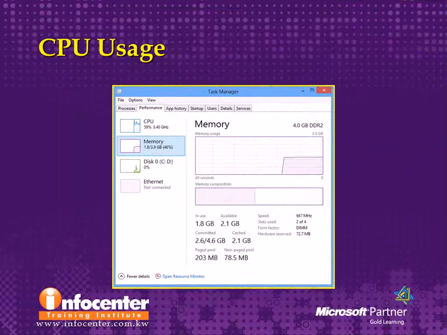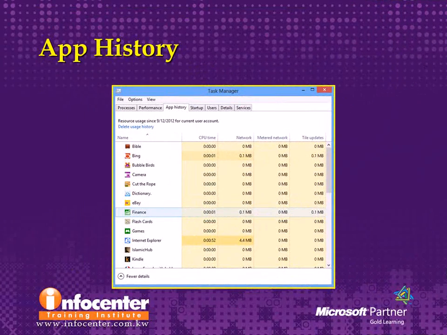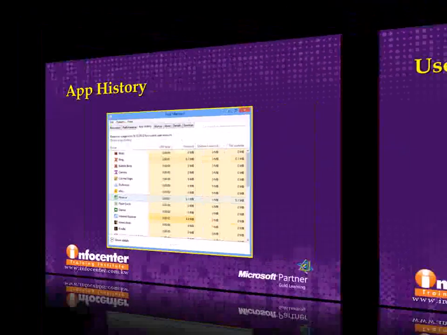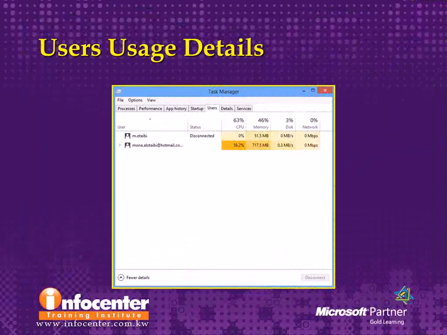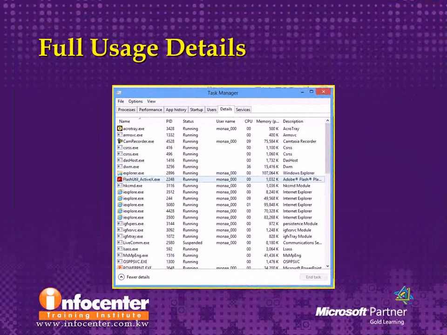Here you have the Performance tab, which will show the usage of your CPU, memory, your Ethernet, or your 3G network. If you are connected to 3G, you will see the data usage. Also, we have a new tab, which is App history. It's nice to show the weekly usage of your applications. And also the new Users tab will show you the usage of each user exactly. And at the end, we have full usage details for applications, users, and all of that.